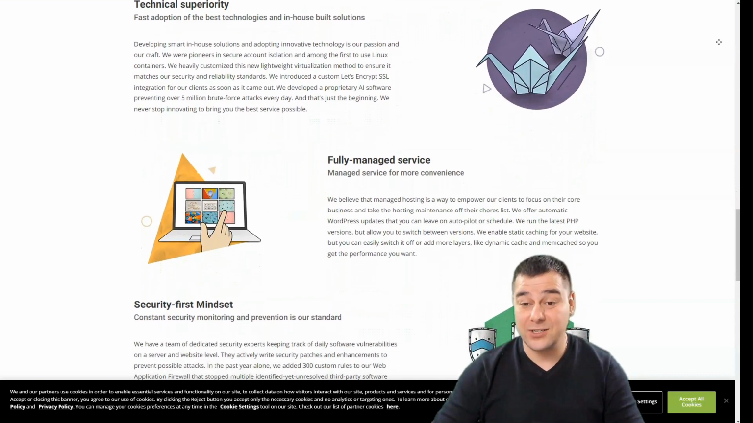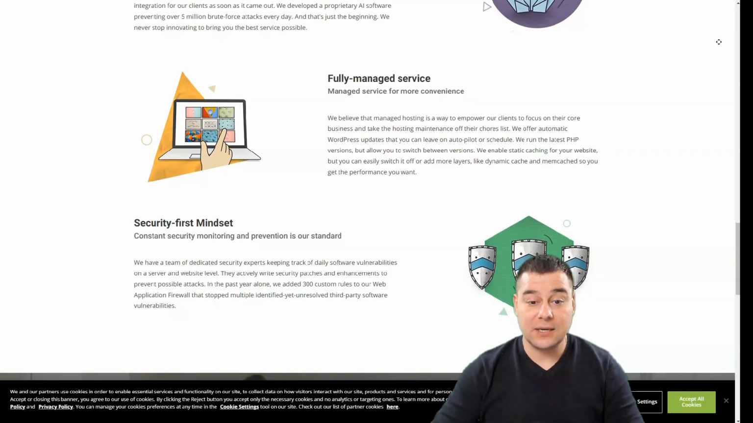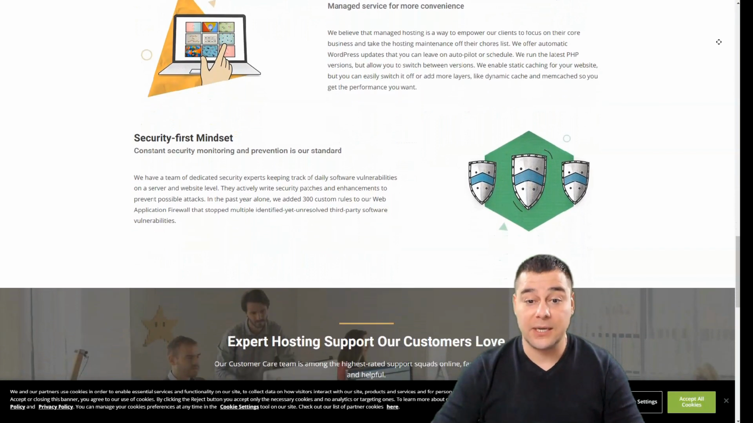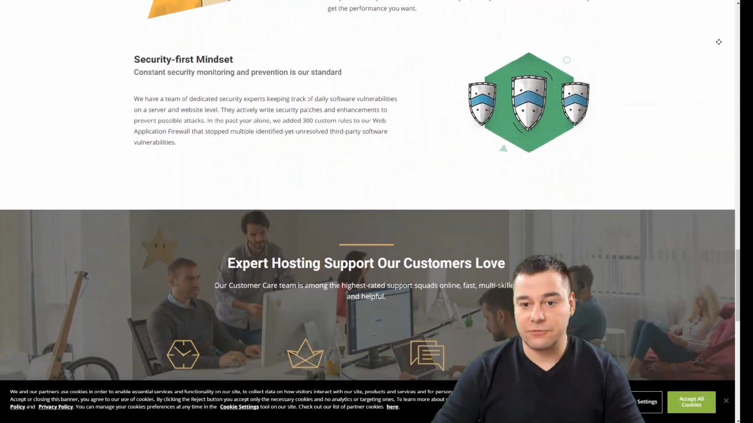Cons are: price, it's not the cheapest, database size only 1 GB, and migration is not free.